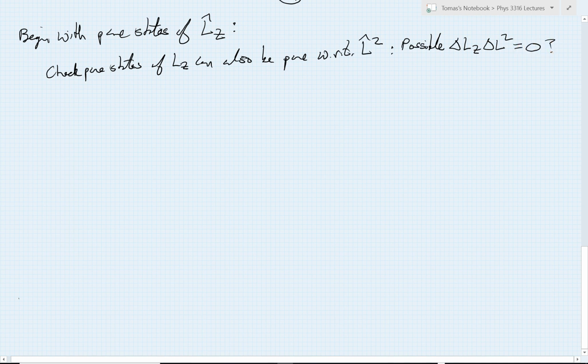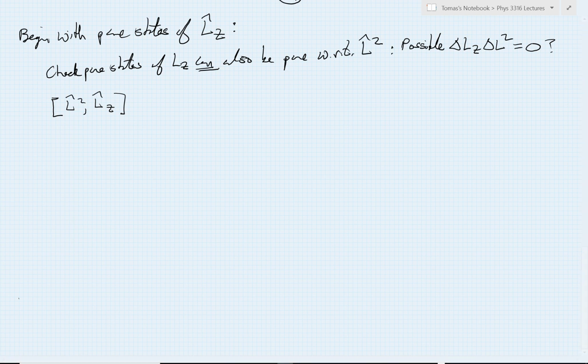The way to address that question is always to compute the commutator between these two observables. I want to compute L squared with L hat Z. Because we know from the generalized Heisenberg uncertainty principle, if this commutator isn't zero, then it will be impossible to be pure with respect to both at the same time. So I want to make sure I won't be completely wasting my time here. Let's see if it's at least possible.